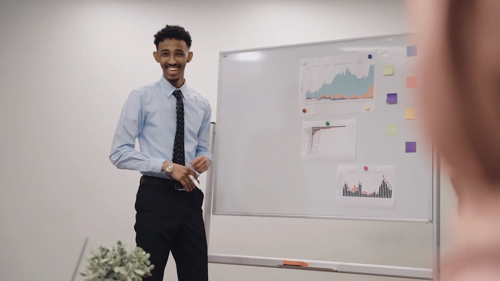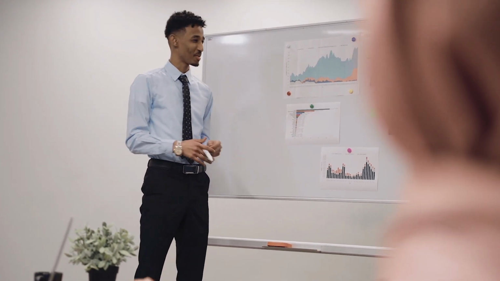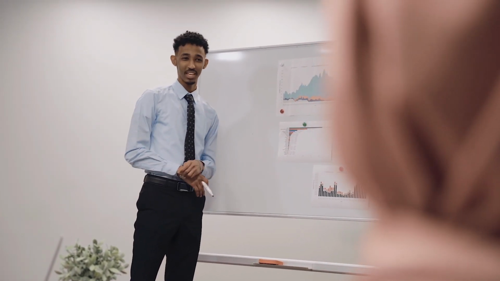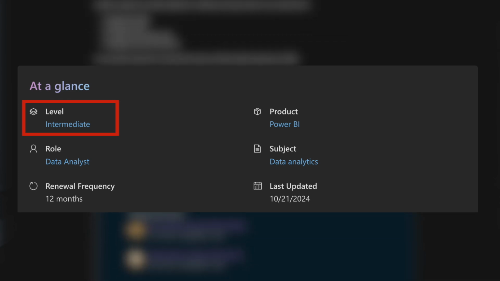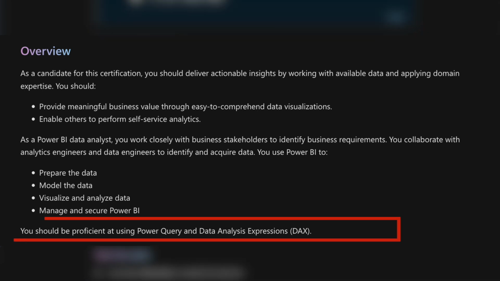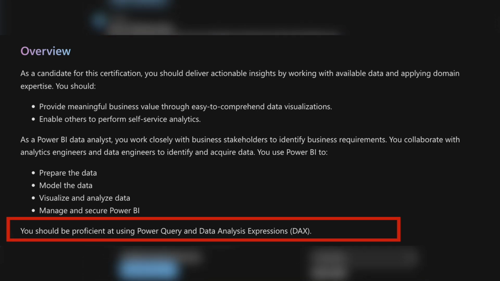So for you to be qualified for this certification, the expectation is that you already know how to deliver actionable insights by working with available data in your domain. That means you are familiar with the inner workings of Microsoft Excel. As you can see here, Microsoft made it very clear that you have to be at an intermediate level and you should be proficient at using Power Query and data analysis expressions. Now, Power Query is an ETL tool that is an add-on to Microsoft Excel, and the OGs in Microsoft Excel will know what I'm talking about.